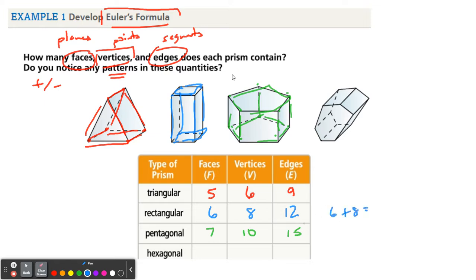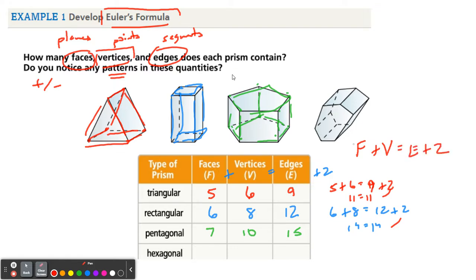So if you look here, right, if you take the number of faces, let's say 6, and you add 8, that's 14. 14 is 2 more than 12. So if you add the faces and vertices, that's going to equal the edges plus 2. 12 plus 2. 14 equals 14. Let's try it with another one. Let's try it with the first one. So if we go 5 plus 6, that's 11, right? Which is 9 plus 2. 11 is 11. It works. So this is our formula here. You take the number of faces, you add it to the number of vertices, and that equals the number of edges plus 2. And this is Euler's famous formula. I remember proving it in college, but I'll spare you the agony.